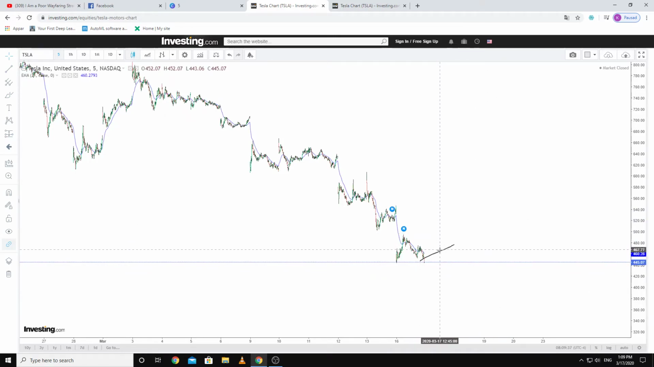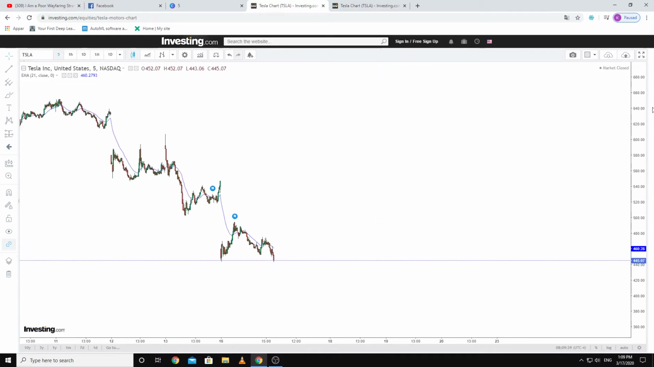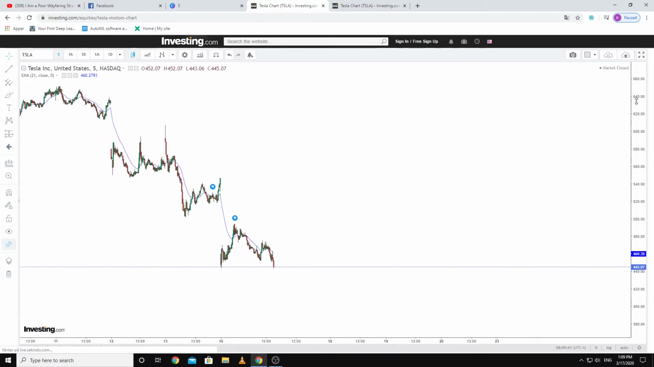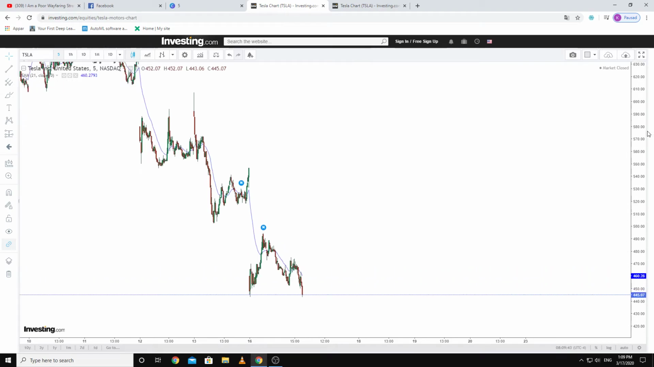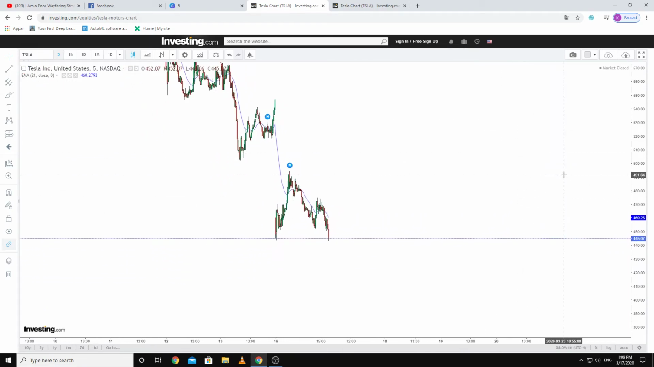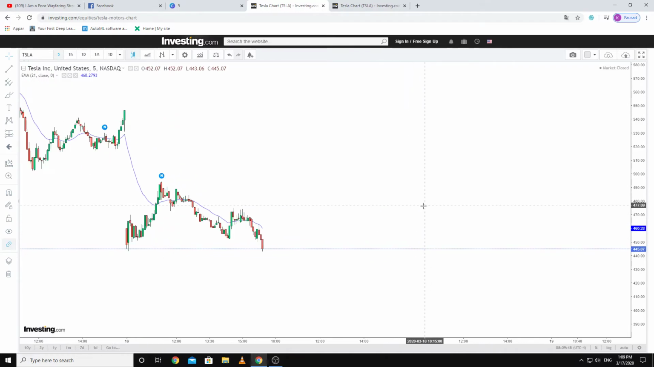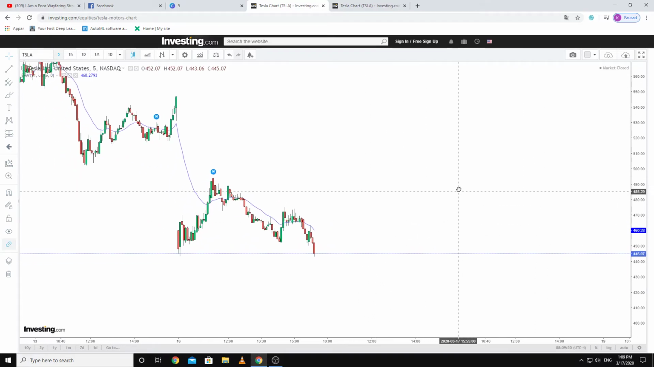So I'm just going to delete some stuff here. Let's say we're only looking at price action right now on the 5-minute, and let's say we're day traders. We want to try to pick small trades, right?